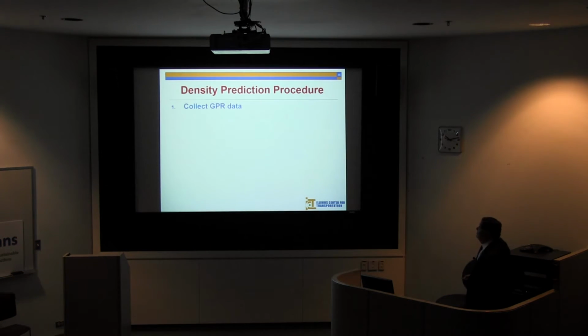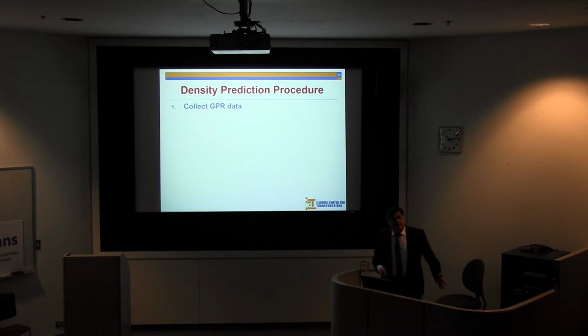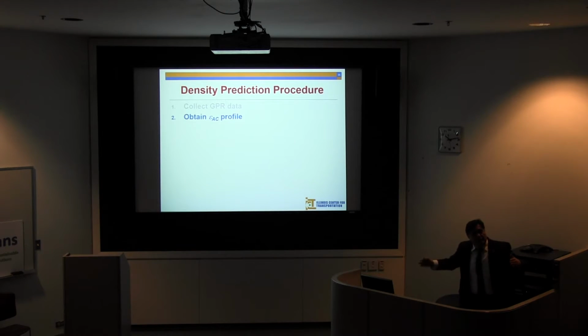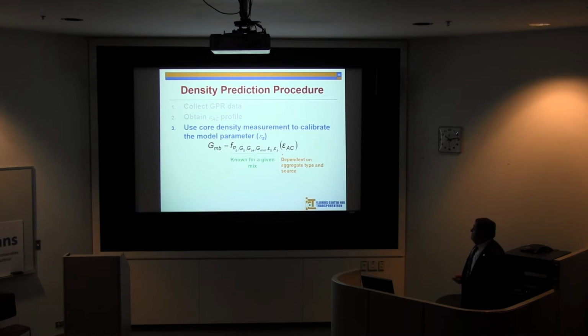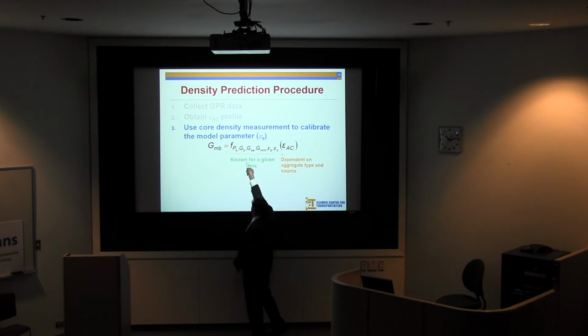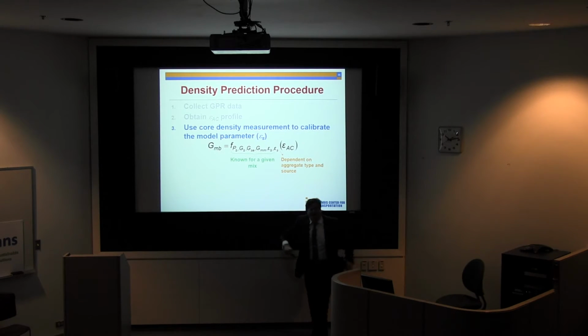And we start now the procedure of prediction of the density. First, we collect the GPR data. Then we obtain the asphalt content profile using the methods that I explained earlier. And then we put in the equation. In this equation here, we know all these variables. The only thing that we don't know is the dielectric constant of the stone. So it's 1 out of 2.